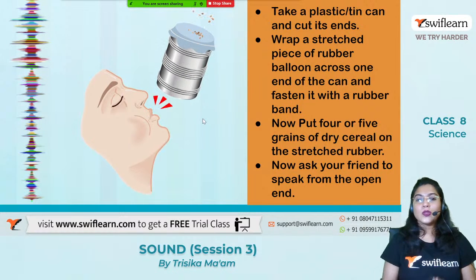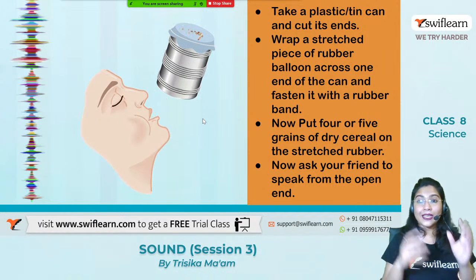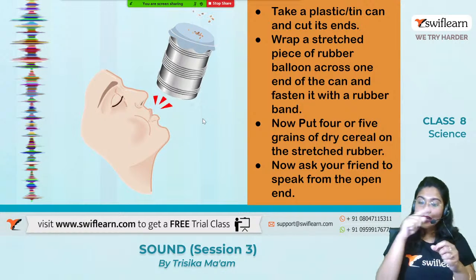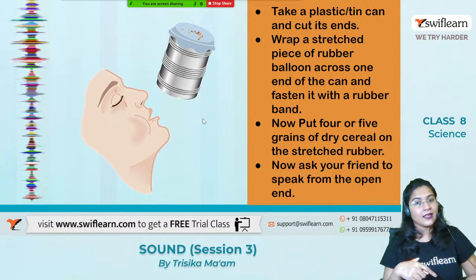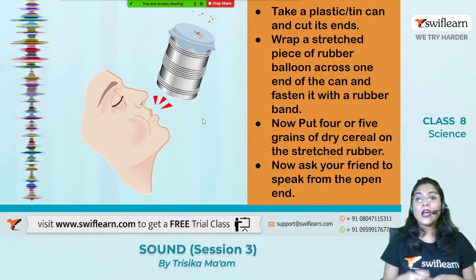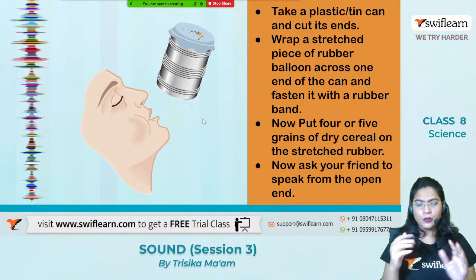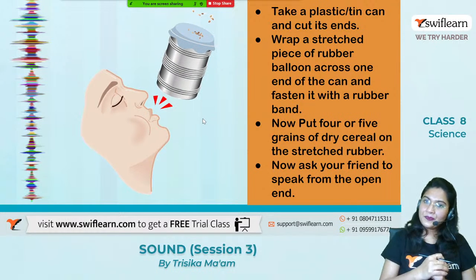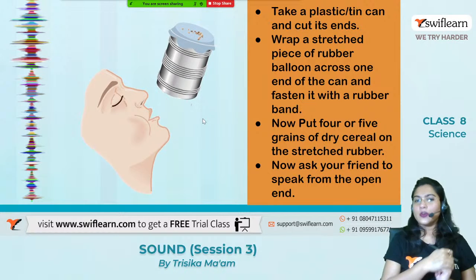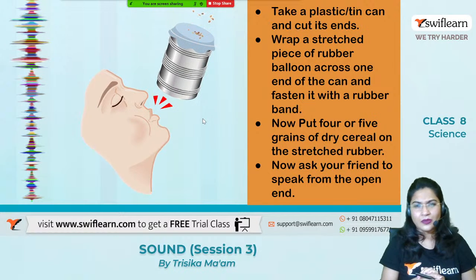So you can do this type of activity at home. For performing this activity, you have to take a tin can and cut both of its ends. Now wrap a rubber balloon on one of the ends and put some grains on it, 4 or 5 grains on it.